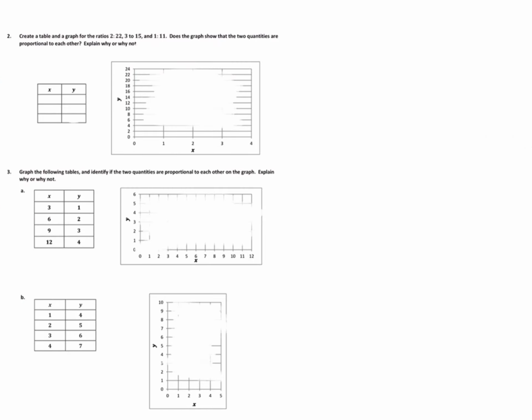Two, create a table and a graph for the ratios 2 to 22, 3 to 15, and 1 to 11. So we can do 1 and 11, 2 and 22, 3 and 15. So if we go 1, we need to go up to 11, which is in between 10 and 12. For 2, I want to go up to 22. And for 3, we're going to go to 15, which is between 14 and 16.